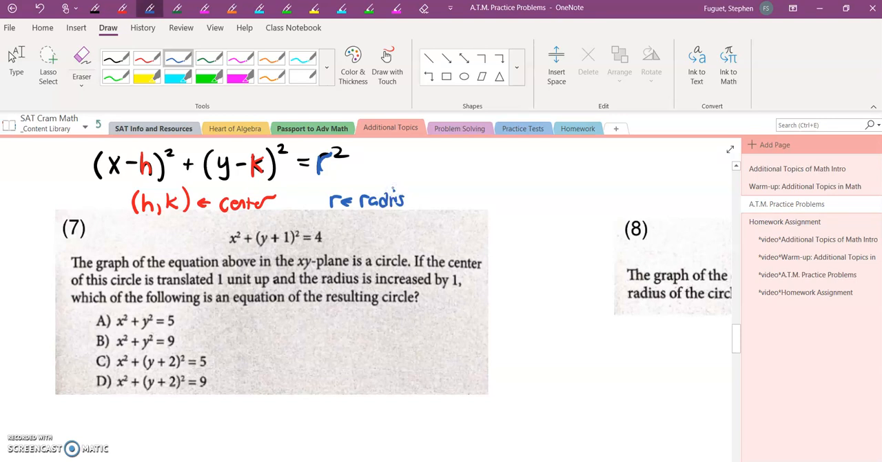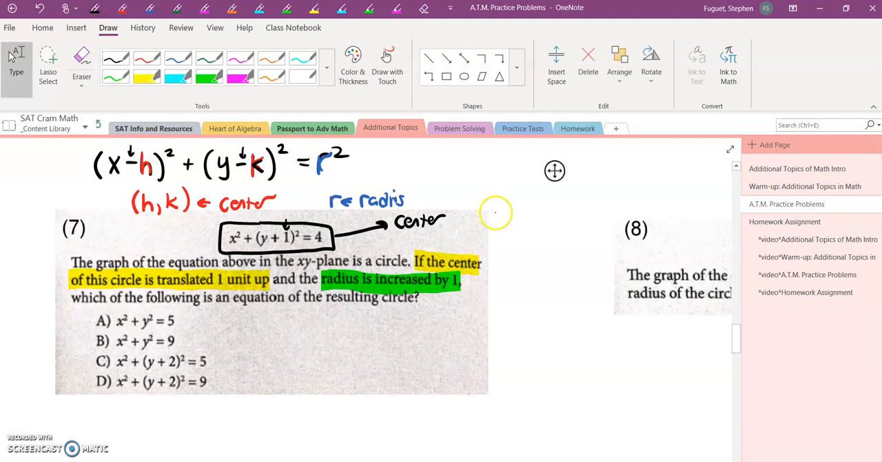So the graph of the equation is a circle. If the center of the circle, I'm going to highlight this first part in yellow, is translated 1 unit up, and then the second part here is that the radius is increased by 1, we want to know what the new equation is. Well, let's start with the original right here, okay? Where is the center of this occurring at? Well, according to our idea up here, this is going to have a y value of -1. Remember, we don't include the negative signs when we indicate our center. So the y value is -1. The x value, well, there's no number next to it, so we would have to assume that it's x minus 0. So the center of this is at (0, -1).